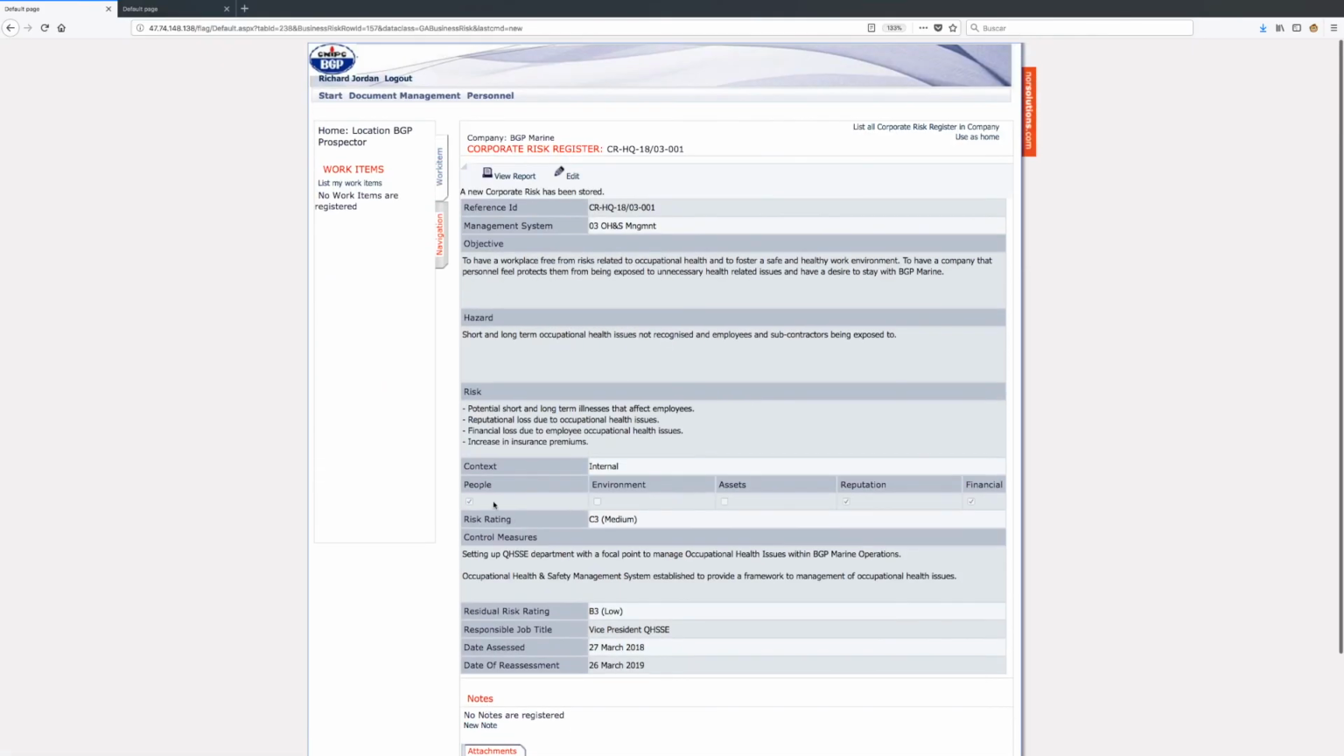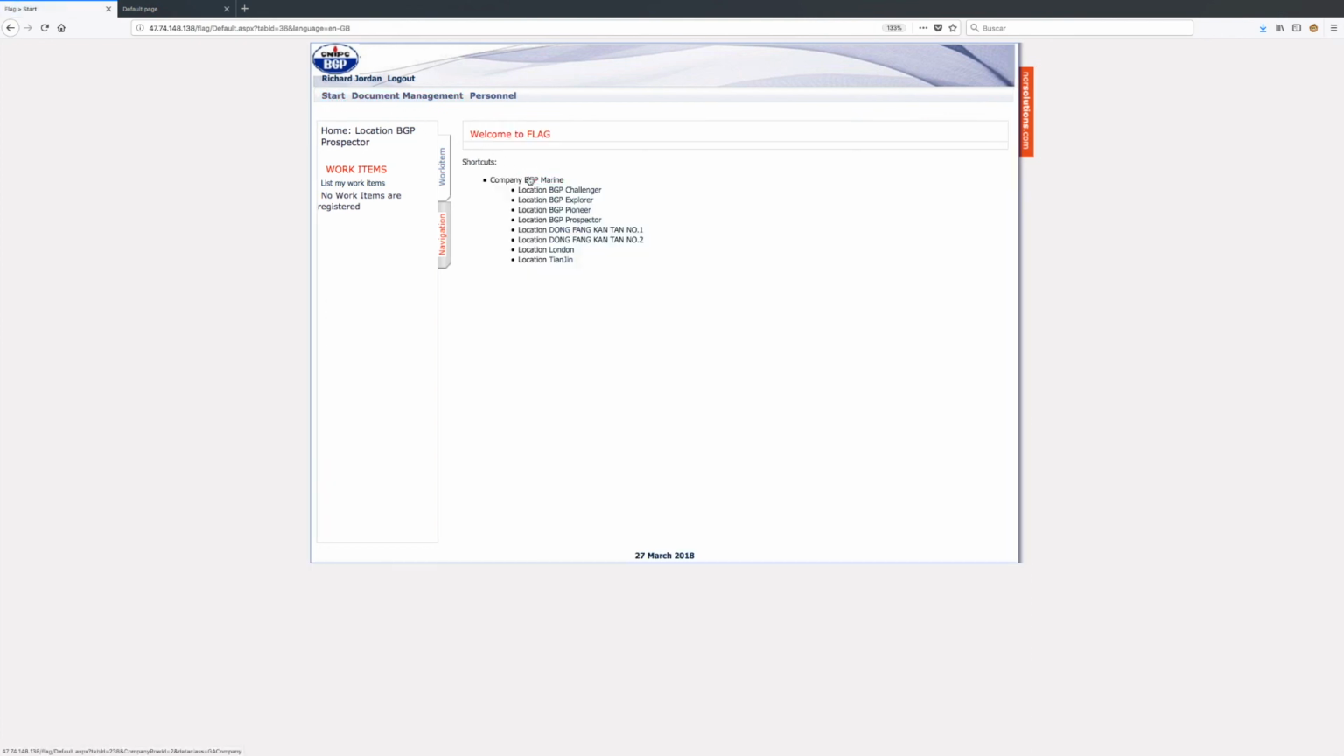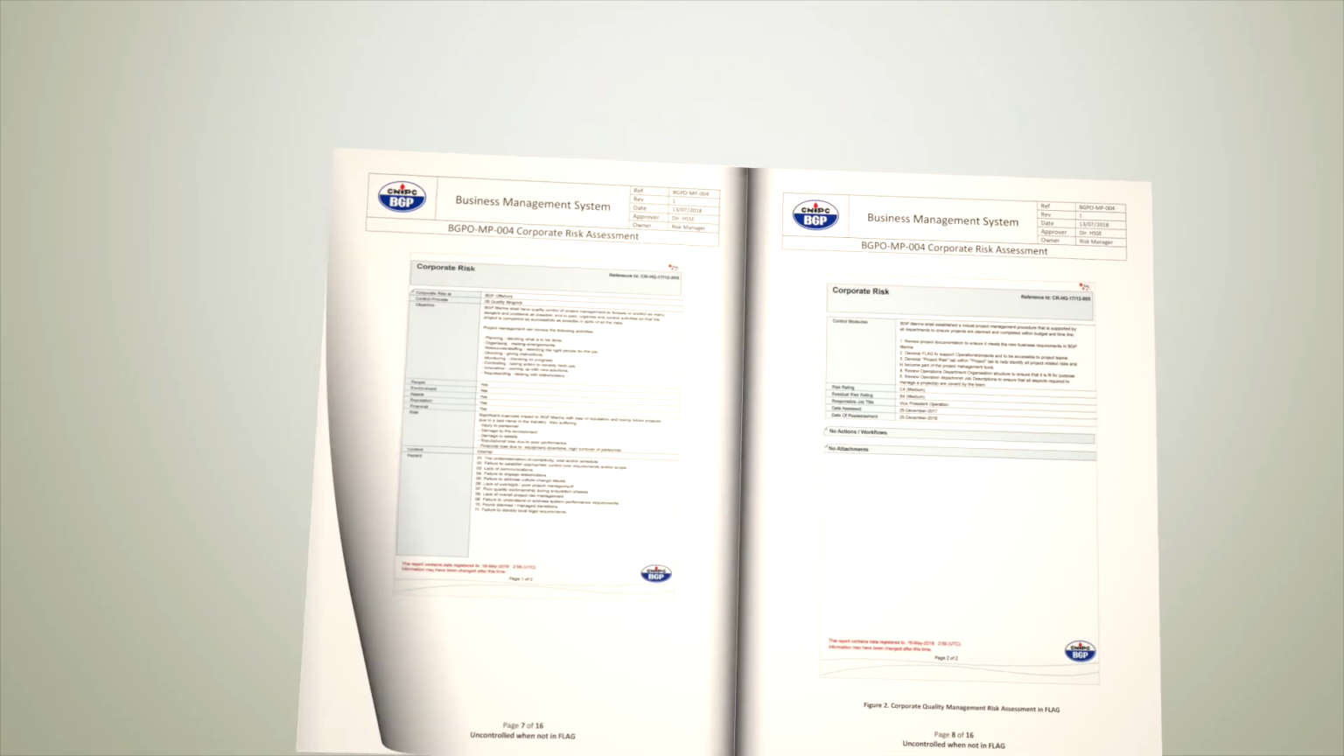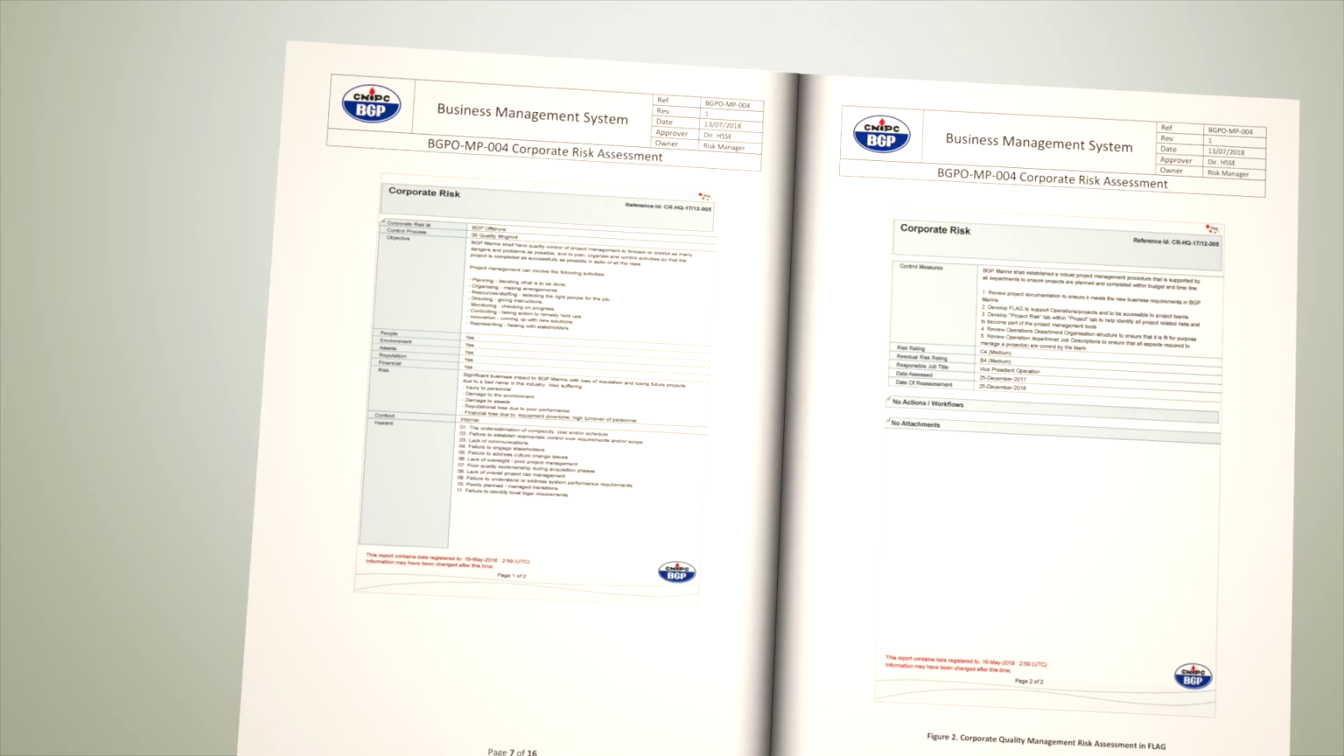This session has now shown you how to enter a corporate risk into FLAG and explained what should be entered. Your QHSSE team can provide further guidance on this process, and you can also revert to the BGPO offshore management procedure for corporate risk assessment.